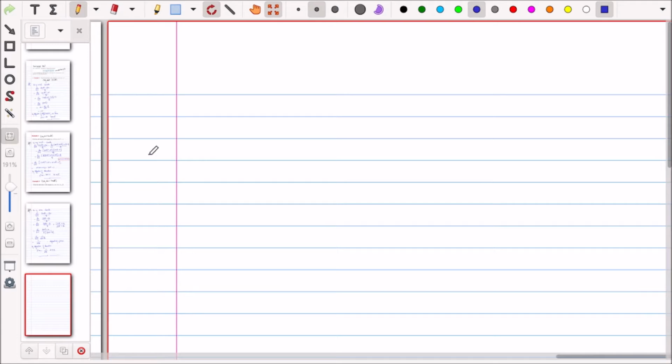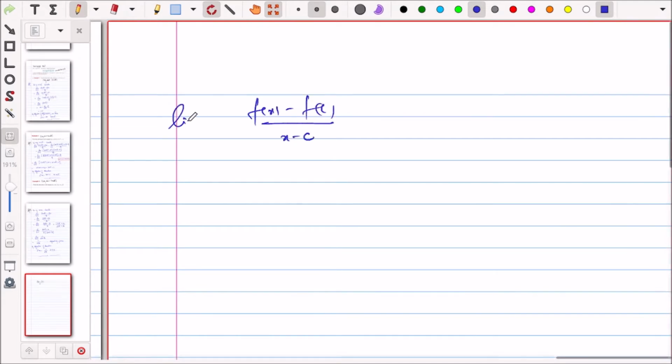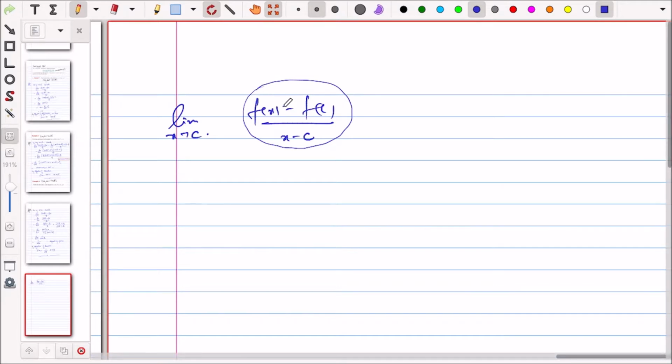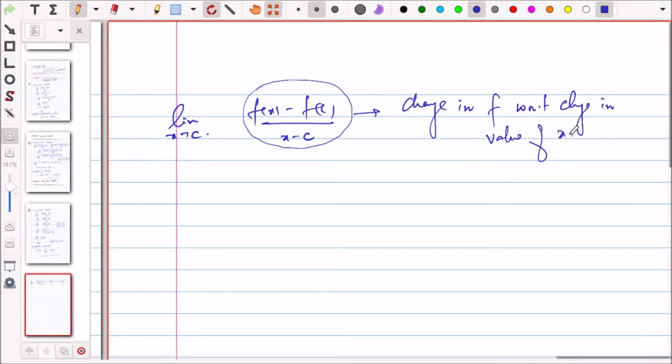So what does derivative in general represent? Now what we did, the derivative is limit of f(x) minus f(c) upon x minus c. Right? This is the derivative. Now what is this representing? This represents change in f with respect to change in the values of x, right? So in general, our derivative represents the rate of change.